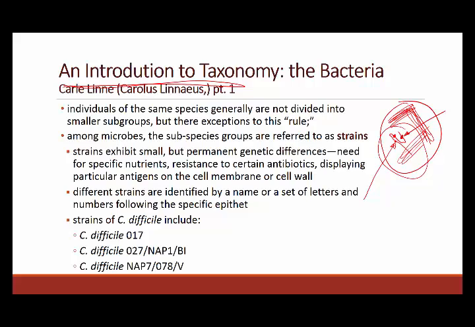So generally we identify different strains by a name or a set of letters and numbers that follow the specific epithet. So for instance, Clostridium difficile, C. diff, if you will, these are 3 different strains. There are more than just these 3 strains, but these are 3 strains and some of the nomenclature that's used to distinguish between the 3 strains.